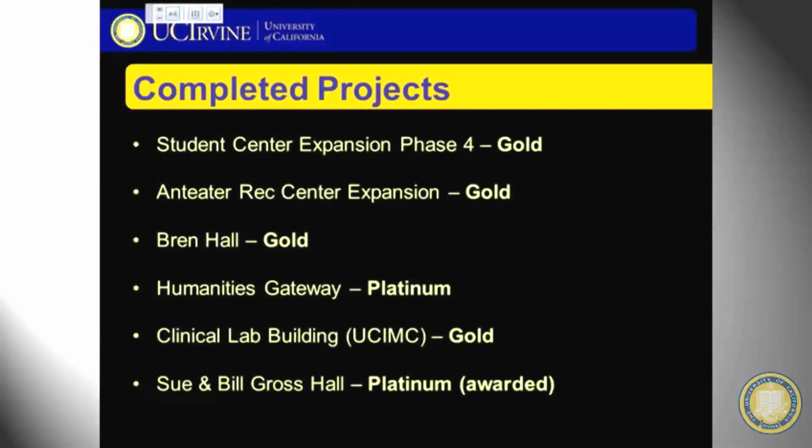Here's the list of the buildings that have been complete. This list does not include Palo Verde. I accidentally left that one off. But the Student Center expansion, the Recreation Center, Brent Hall, Humanities Gateway, the Clinical Lab building, which is on the Medical Center campus, and Gross Hall. And as you can see, two of them, Humanities Gateway and Gross Hall, both achieved LEED Platinum. So all of the ones that were in the pipeline, we're looking for ways to make those Platinum too.